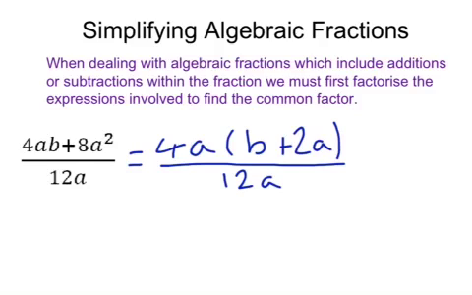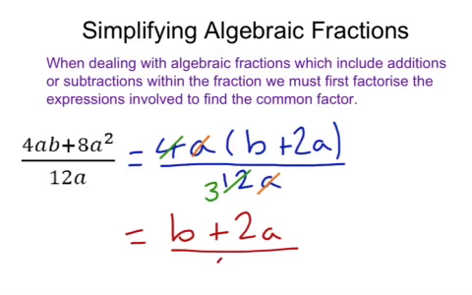But now on the top we have a, and on the bottom we have a, and also on the top we have 4, and that cancels with the 12 to leave us with 3. That gives us a final answer of b plus 2a over 3.